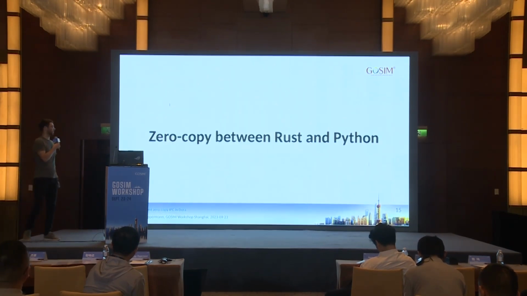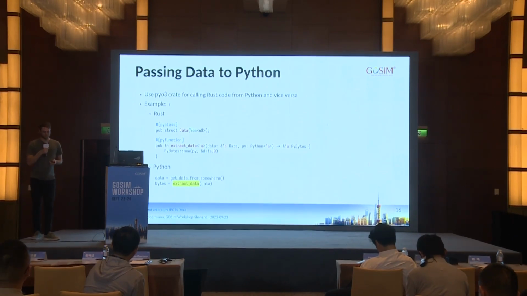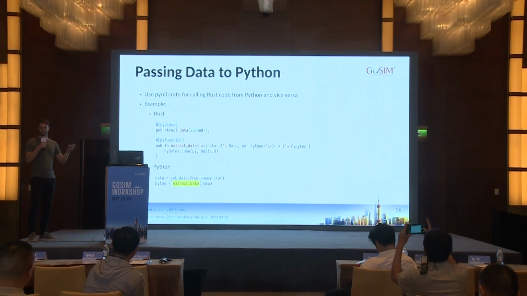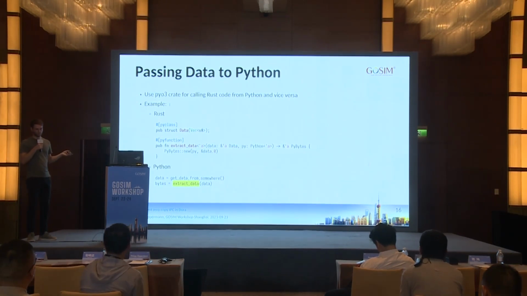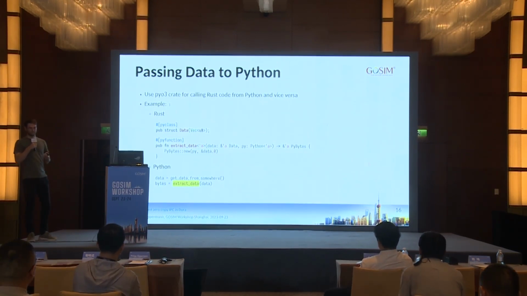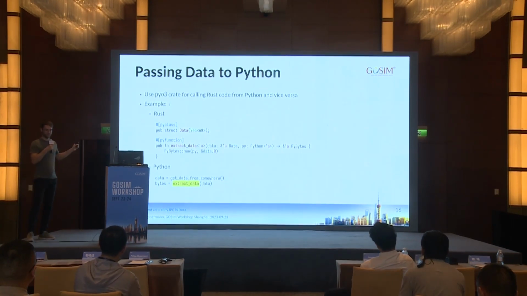Let's talk about zero copy between Rust and Python. As we already saw a few times today, we have the nice PyO3 crate for interacting across Python and Rust. You can just import the crate and annotate your Rust structs with a few attributes. For example, we have this data struct here, which is annotated with PyClass. This makes this struct available to Python. And we have an extract data function that takes a reference to the data struct and converts the wrapped byte vector to a Python byte array, so it's compatible with Python. Then we can call it from Python by first getting the data object from somewhere and then calling extract data to convert it to a Python bytes type.